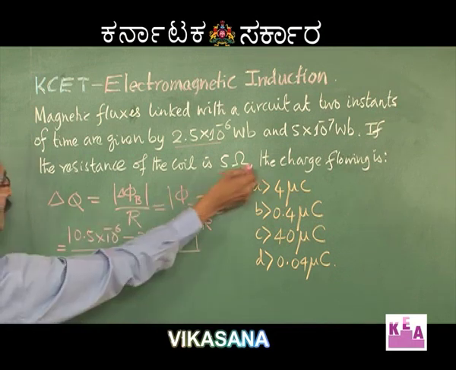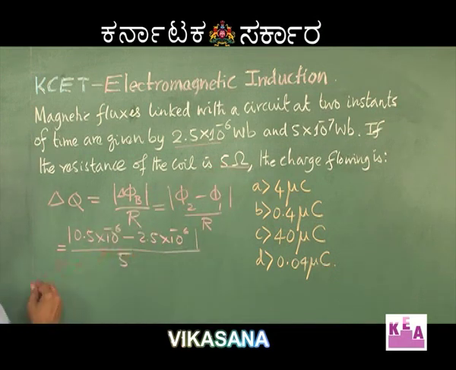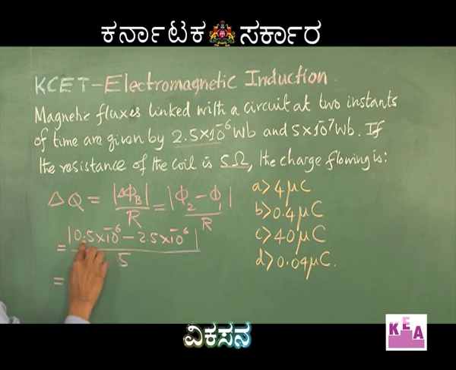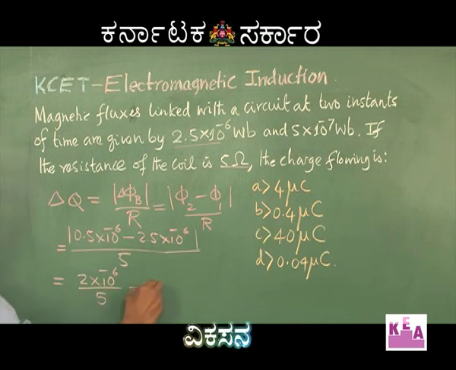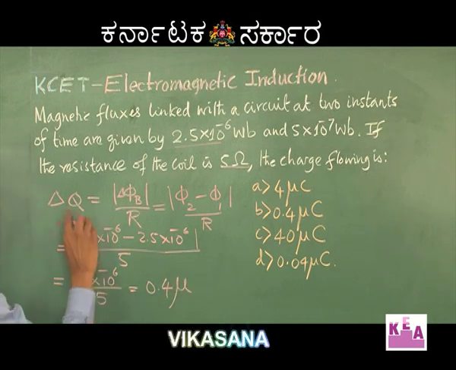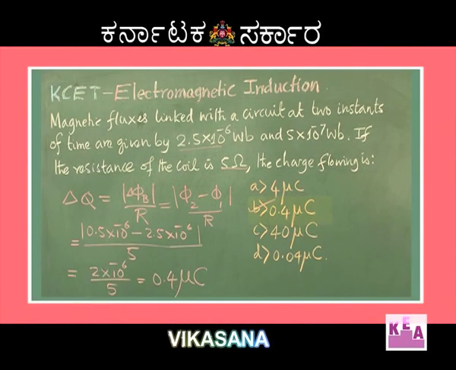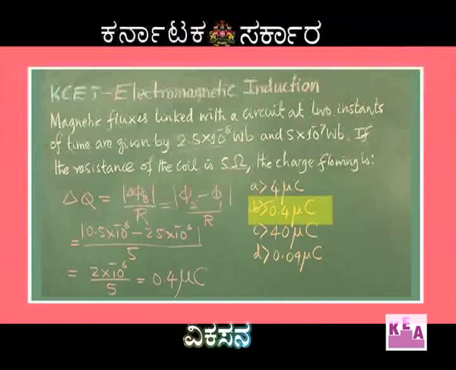divided by resistance, which is 5 ohm, that is 5 here. I get 0.5 minus 2.5, which is 2 into 10 power minus 6. You have a minus sign here, but as we have magnitude only, mod, you take the positive sign only, divide by 5, which is 2 by 5, which is 0.4. 10 power minus 6 is micro. Charge is in coulomb. The answer is 0.4 microcoulomb. The answer is B.